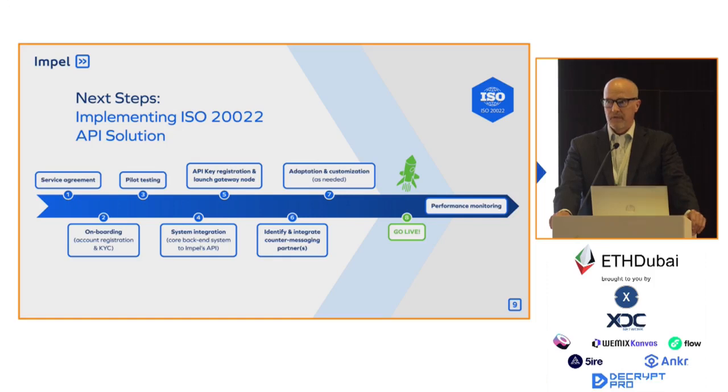Each entity will need a counterparty on the receiving end. So you would pick your best partner to team up with to start facilitating transactions. And then once you go live, we would just monitor performance.